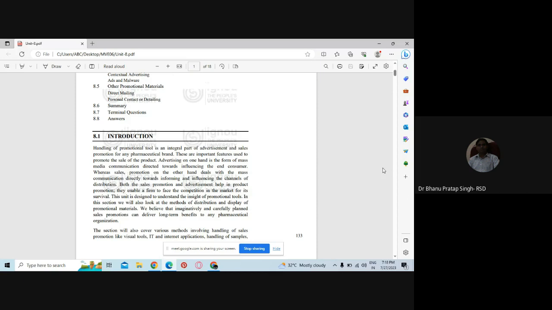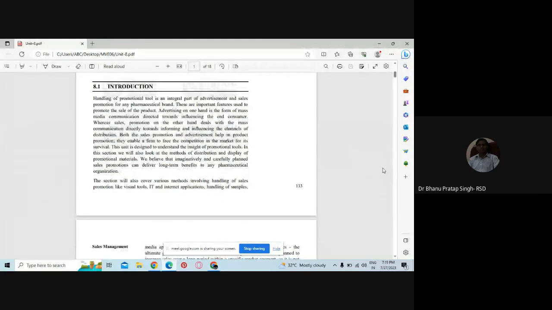To use the product, what we are going to deliver in the society or to the individual or to the customer. So there are so many kinds of promotional material we have discussed in the previous slide, and we will discuss in this slide also. The selection of these promotional materials should depend on the area, need and interest of the customer or stakeholder.